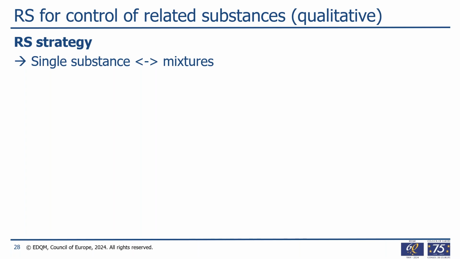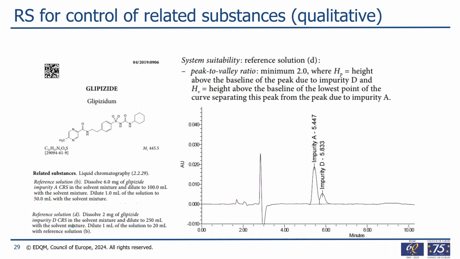For the impurities, in contrast to the substance subject of a monograph, we have much more liberty in developing the reference standard strategy. In this case, for instance, we have a choice between providing single substance reference standards or mixtures, and I will show an example of both. In both examples, the standards are used for system suitability testing, specifically a peak-to-valley ratio between 2 peaks. In the first example, we have single substances, so we have glipizide impurity A CRS and glipizide impurity T CRS.